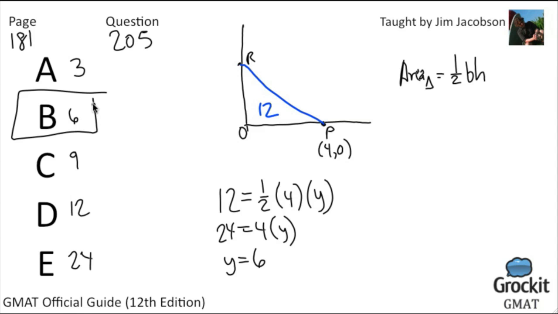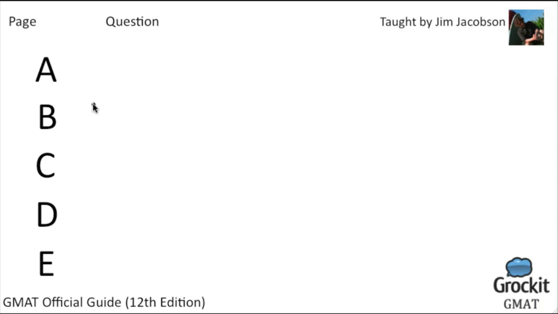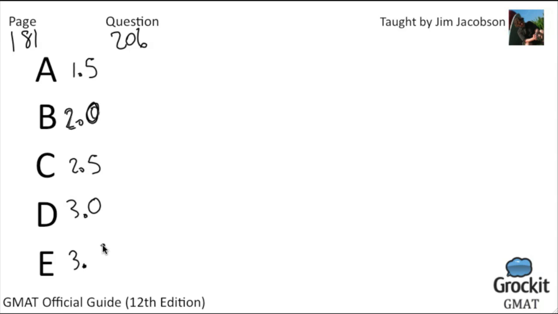I think I can actually fit this last one in on this page in this time period. So we have the last one on page 181, which is question 206. A is 1.5, 2.0. Sorry about that. 2.5, 3.0, and 3.5. Car A is 20 miles behind car B, which is traveling in the same direction along the same route as car A.